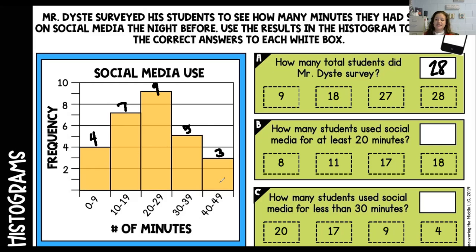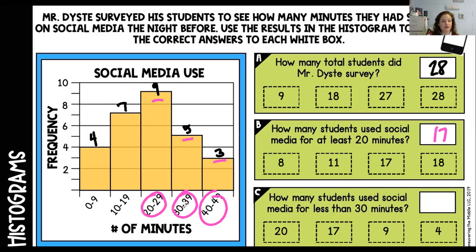Okay. How many students use social media for at least 20 minutes? Okay, so on this one, it's saying at least 20 minutes. So that's 20 minutes or more. So we're looking at all of those. So really, we find our 20 minutes and we've got to figure out which one is 20 minutes or more. So we know we have 9, 5, and 3. So if I add those up, what do I get? 9 plus 5 plus 3. So how many? 17, yes.